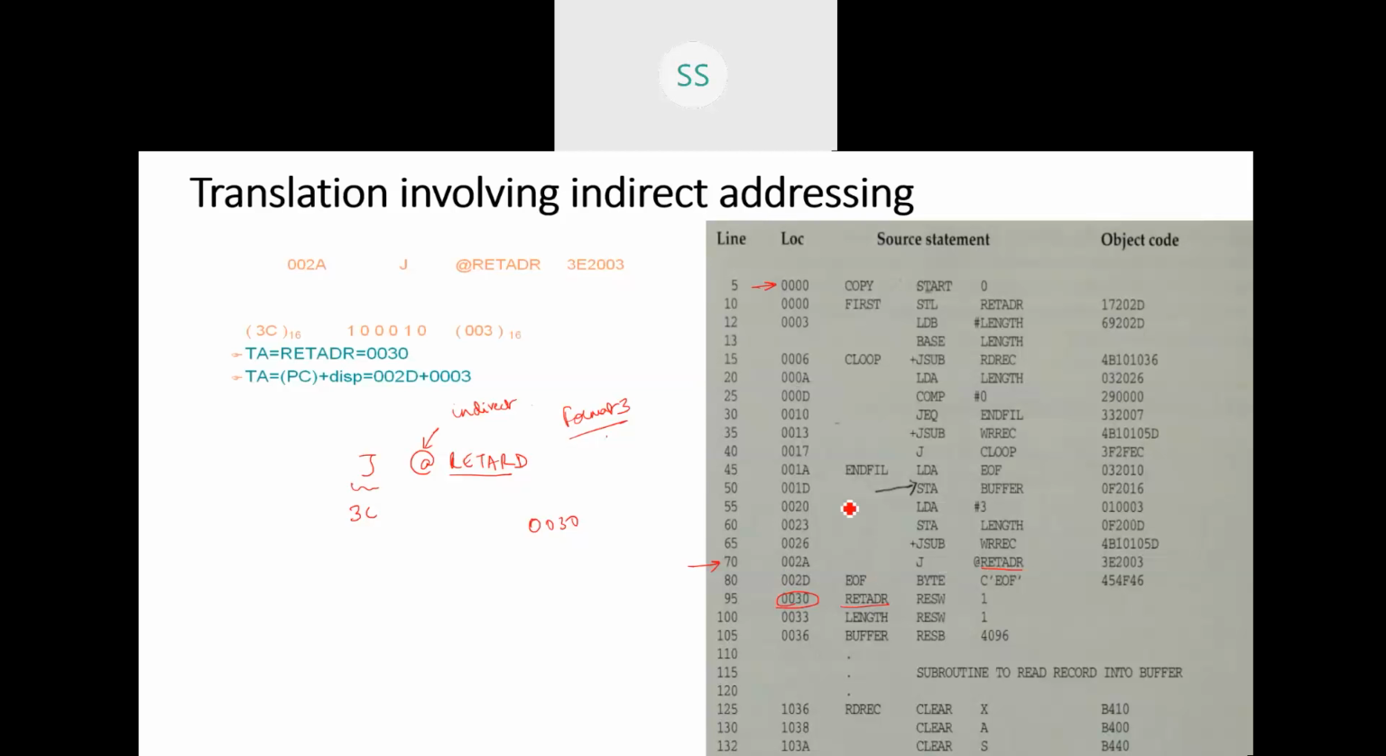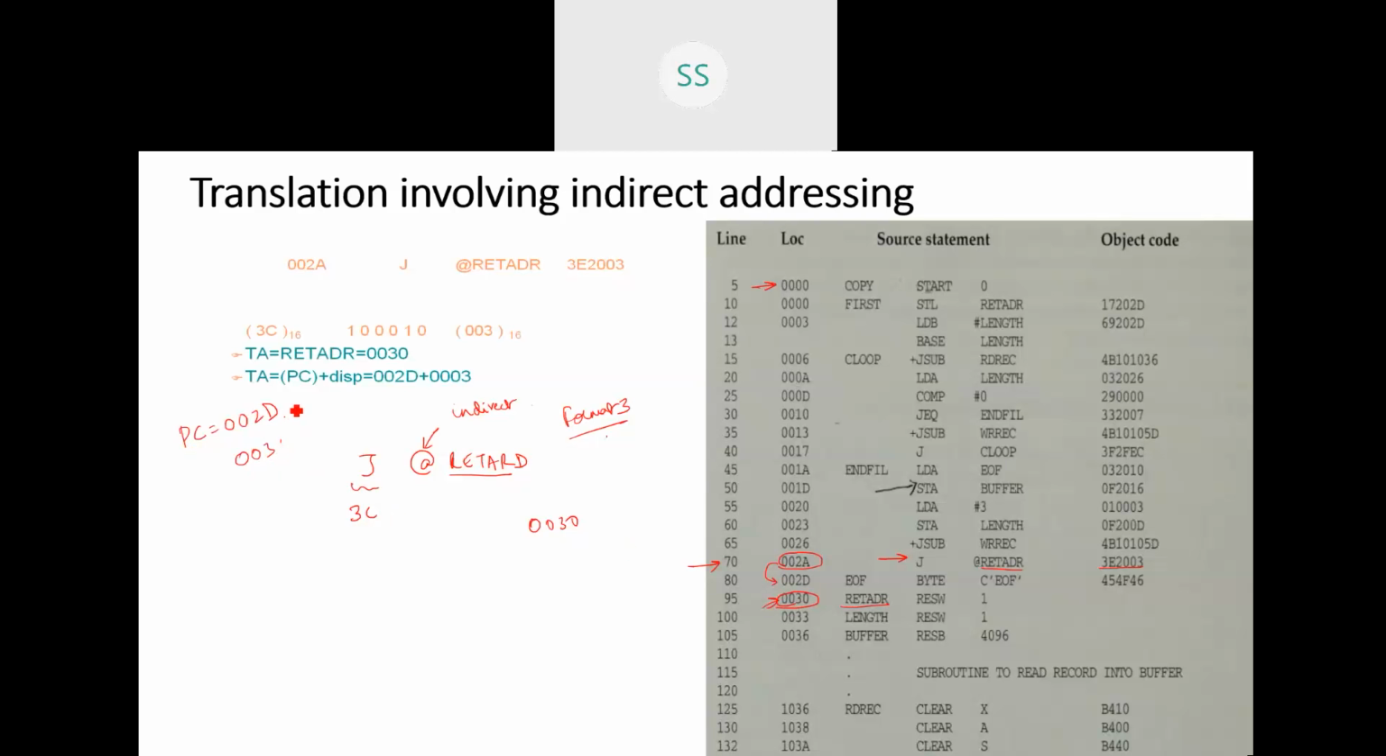I told you the program counter is 002A. It will fetch the instruction J @RETADR. After fetching the instruction, the program counter gets incremented by 1, that is, by the instruction length, which we know is 3 bytes here. So 002A plus 3 will give me 002D. This also we had discussed. So my program counter value is 002D, and the value that I have to go to is 0030.